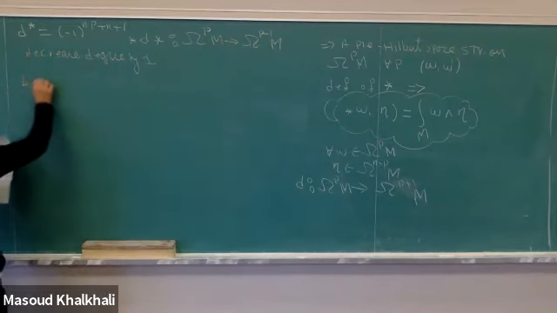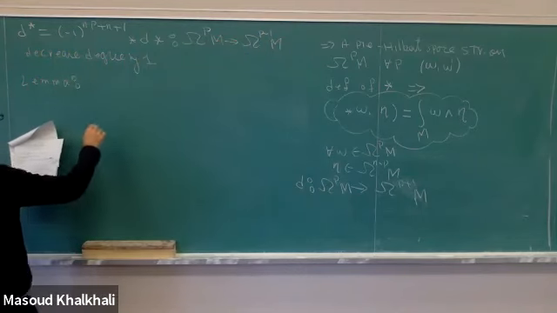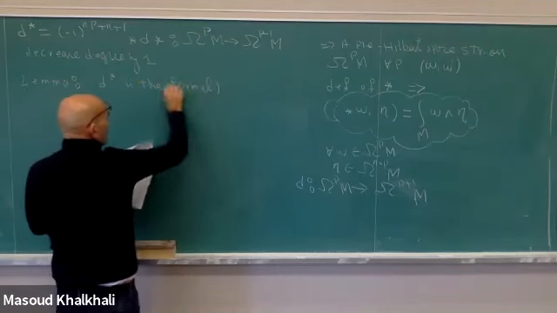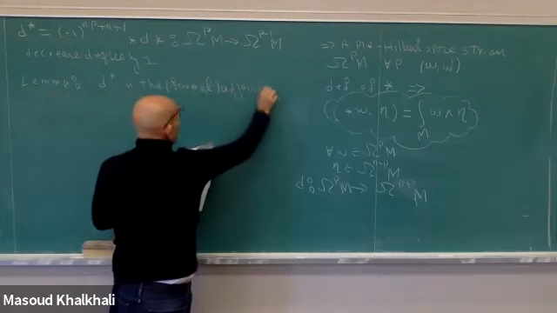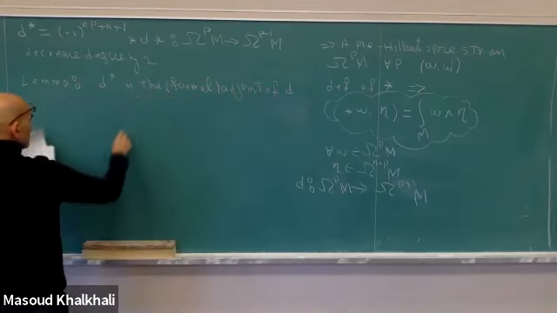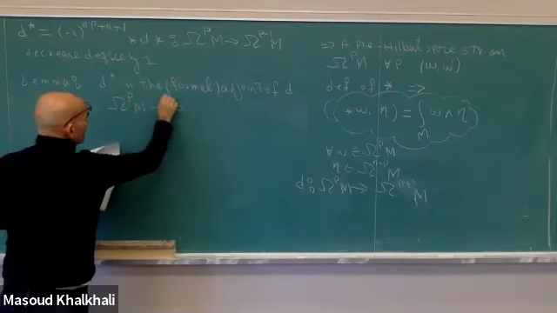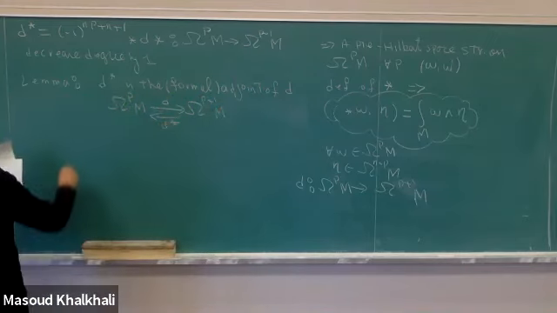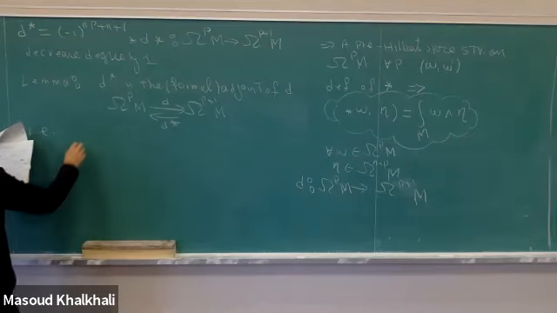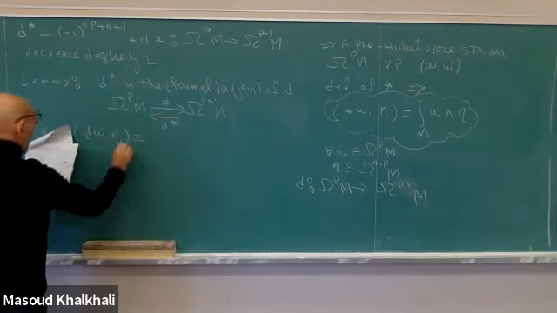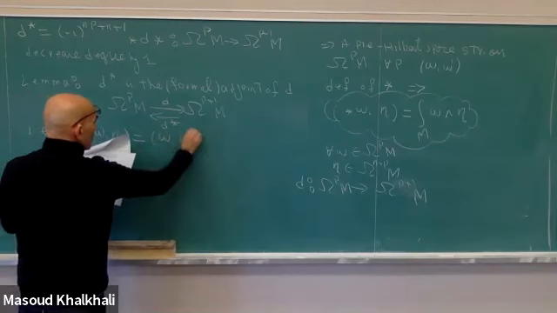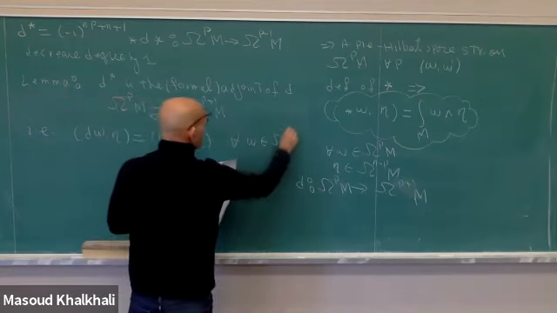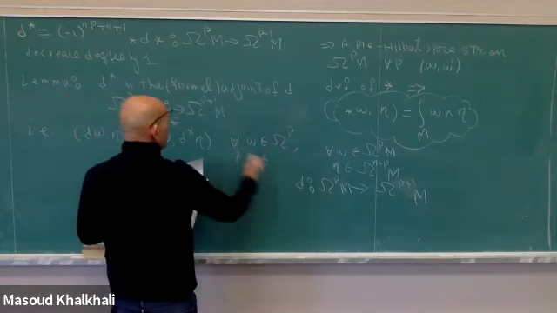So this lemma is that d star is the formal adjoint of d. So we have this omega p of m and omega p plus one. M here is the other way around in the sense that we have this relation: the inner product of d omega and eta is equal to the inner product of omega and d star of eta, for all omega in omega p and for all eta in omega p plus one.